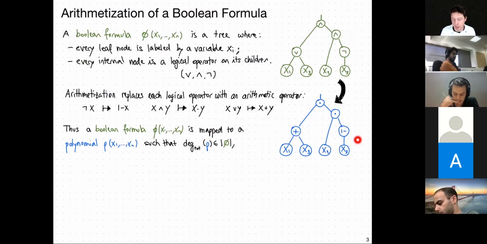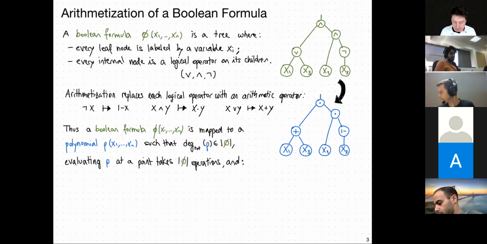Because this is a tree and subparts are not reused, it's easy to see that the total degree of the output is at most the size of the formula. In the worst case, you have multiplication everywhere and the degrees just add up to the size of the formula. Also, this is an efficient arithmetic circuit: evaluating it at any given input takes no more than evaluating the original formula, like size of phi operations.